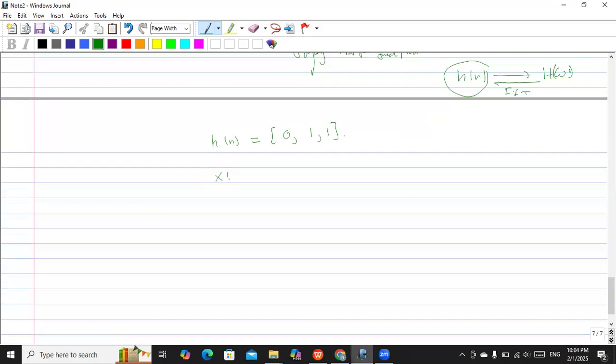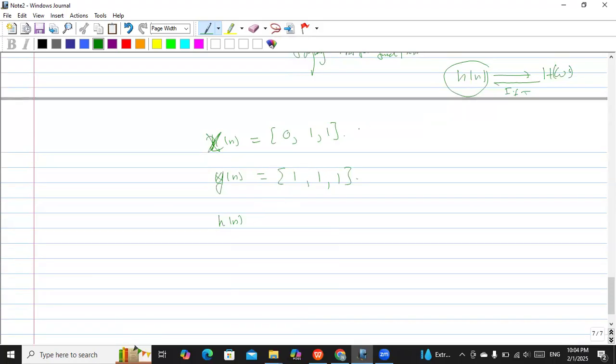And you have an input signal xn. So this is your input signal xn, and you have the output signal yn as 1, 1, 1. This is your output signal. If I ask you to find hn, how do you find it? How to find this hn?